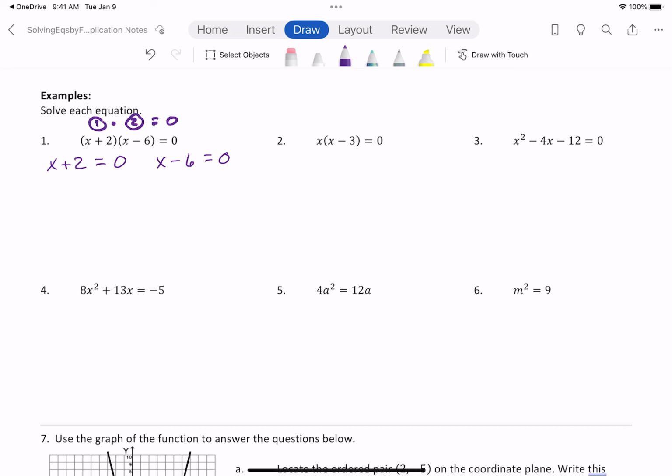And then we're just going to solve each one of those equations for the variable. So for number 1, we would need to subtract 2 from both sides, and we get x equals negative 2. And for the second one, we would need to add 6 to both sides, and we get x equal to 6.